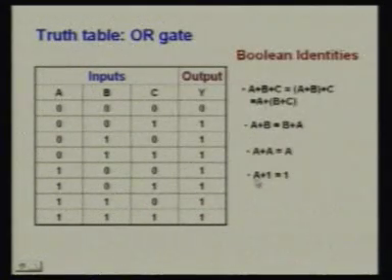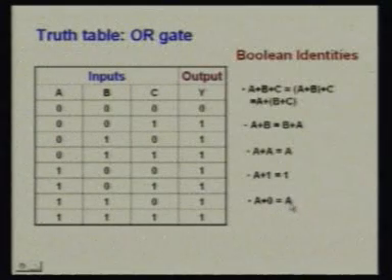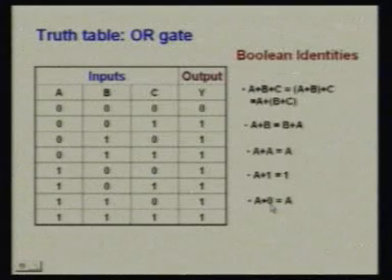So A plus 1 is equal to 1. A is one input, and if the second input is in 1 state, then the output will be independent of the first input. So whatever be the value of A, output will always be 1. A plus 0 will be equal to A. If the second input is pre-assigned to 0 value, then output will be decided by the first input. If it is 1, then 1 plus 0 will be 1, and if it is 0, then 0 plus 0 will be 0. So A plus 0 is equal to A.